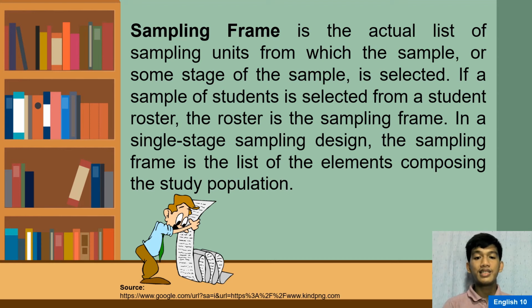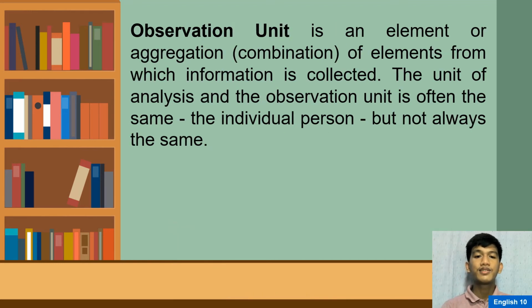In a single-stage sampling design, the sampling frame is the list of elements composing the study population. So this is a list of the elements who will be involved in the study. Next is the observation unit.